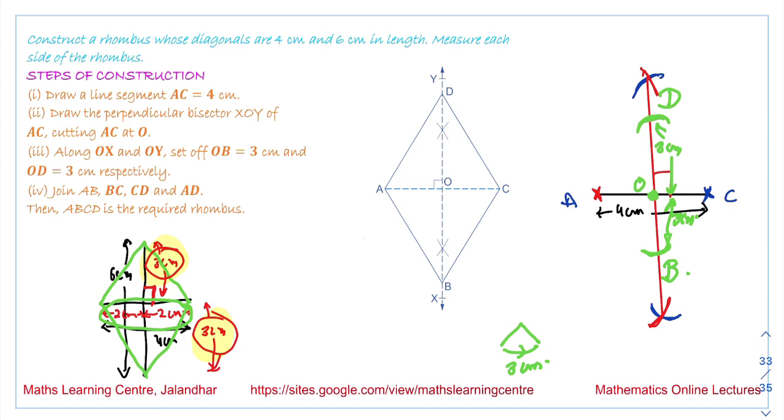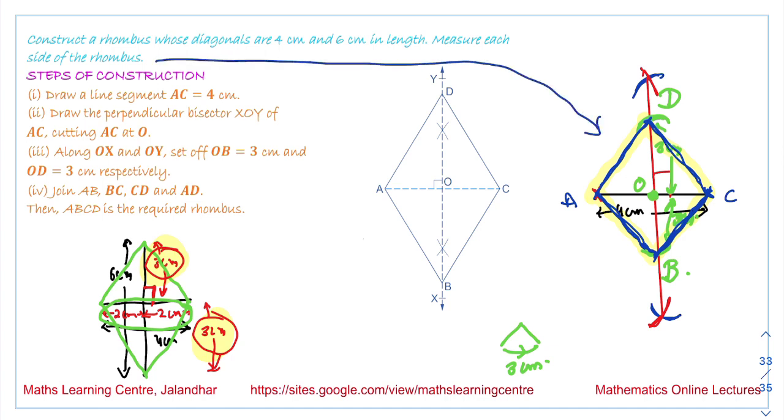We join these points. We join the point AD. We join the point DC. We join the point BA. And we join the point BC. And this rhombus that we have obtained over here, this ABCD, is the required rhombus that we have to construct.